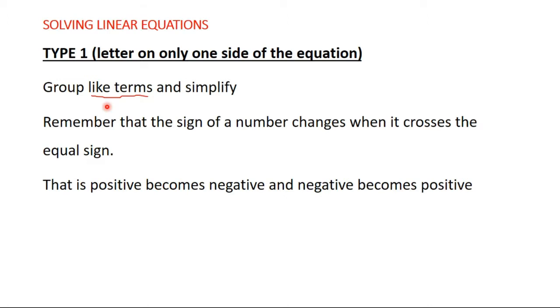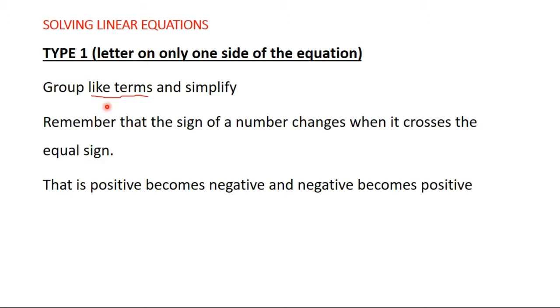Now, in linear equations, you will see that some of the terms have the variables attached to it, while other terms will have no variable attached to it. So what we mean by group like terms is that group all the terms with the variables attached to it on one side of the equation, then group all the terms with no variable attached to it on the other side of the equal to sign. So let's say you group all the terms with variables attached to it on the left side of the equation. Then you group all the terms without variable attached to it on the right side of the equation.